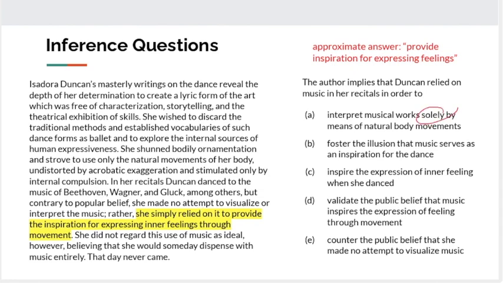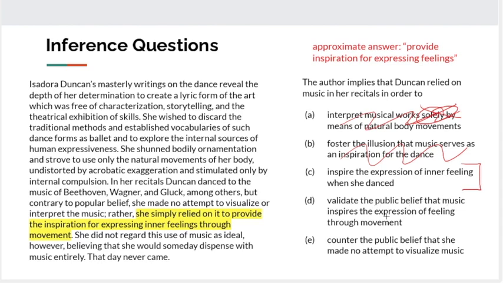A, we see this word solely, and we'll talk about extreme words later on, but that allows us to eliminate A. When you see an extreme word like that, it's probably going to be incorrect. To foster the illusion that music serves as an inspiration for dance? Nope. To inspire the expression of inner feeling when she danced? The expression of inner feeling, provide inspiration for expressing feelings? That is a pretty close match.